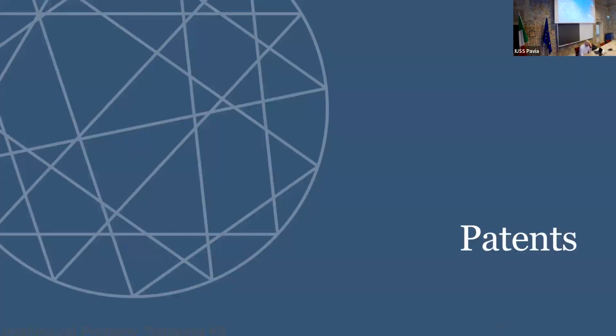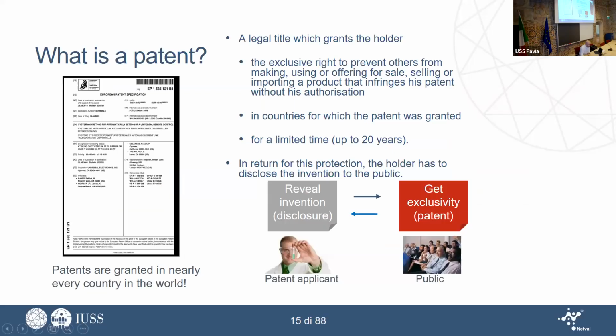So let's see the different tools, the different kinds of IP protection, starting from patents. A patent could be considered as a contract between the applicant of the patent and the entire society.